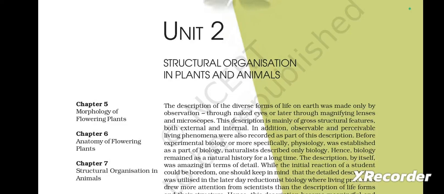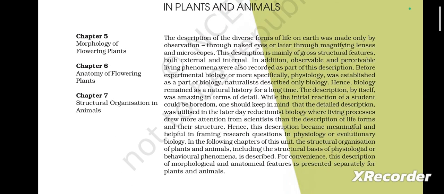We are done with Unit 1 and now we are entering into Unit 2, that is Structural Organization in Plants and Animals. This unit includes three chapters, Chapter 5, 6 and 7. Chapter 5 is Morphology of Flowering Plants. Chapter 6 is Anatomy of Flowering Plants. Chapter 7 is Structural Organization in Animals. Okay, let's start Unit 2.